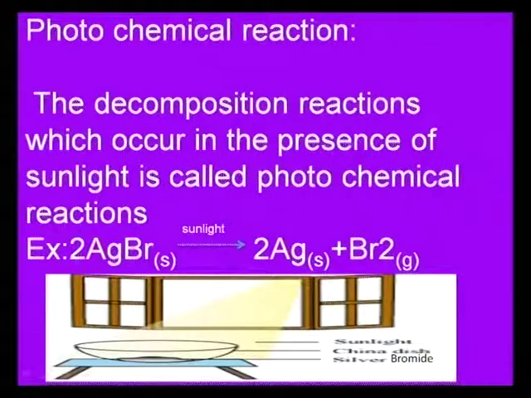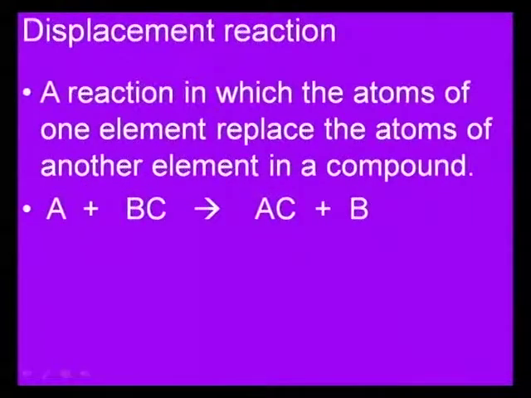The photochemical reaction is a reaction which takes place in the presence of sunlight. And displacement reaction. What is the third reaction? Good Spheros, the third reaction is displacement reaction. A reaction in which the atoms of an element replace the atoms of another element in a compound is called a displacement reaction.